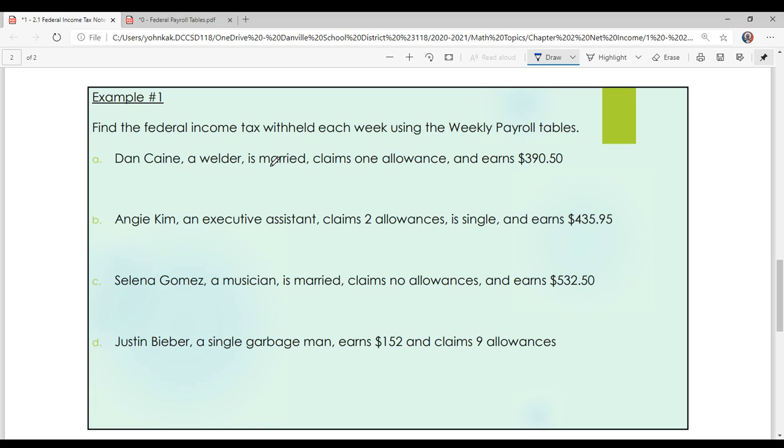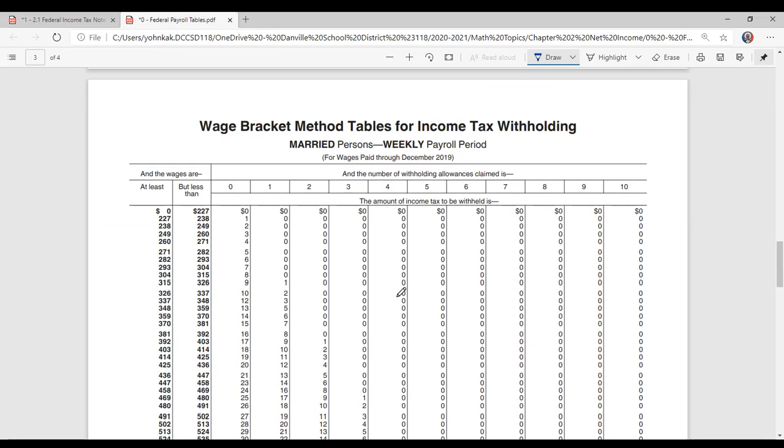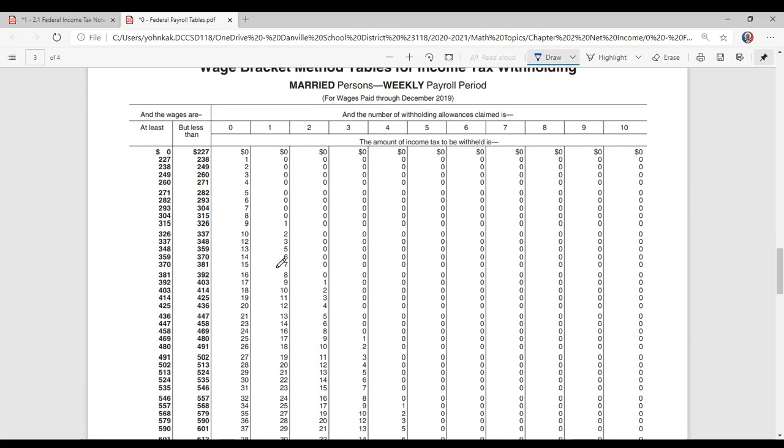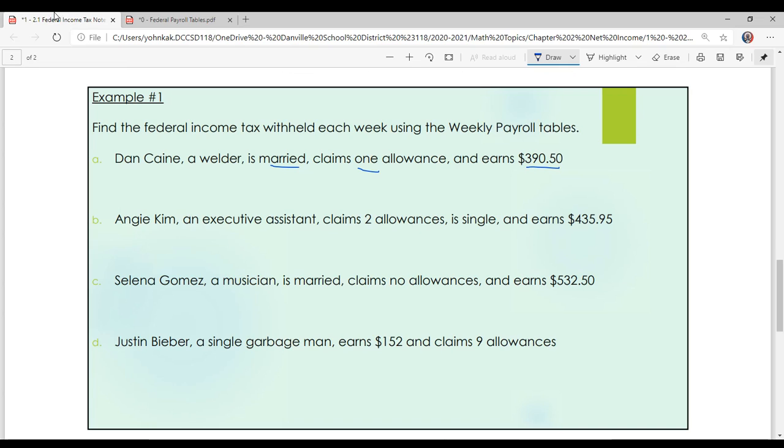Dan Kane is a welder. He's married, claims one allowance, and he earns $390.50. So we need to go to married, one, and 390. So married, one, and we need to find 390. That's going to be $8. So go to the married table, find one allowance, and then find $390. That would be $8. So that is our answer for 1A.